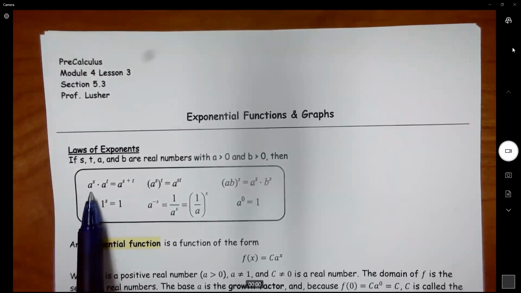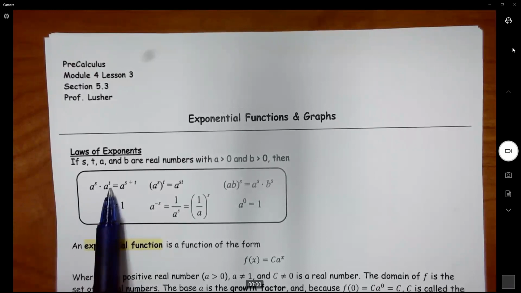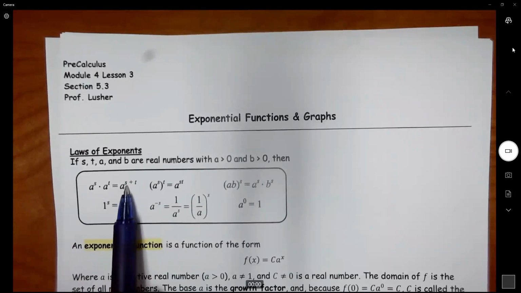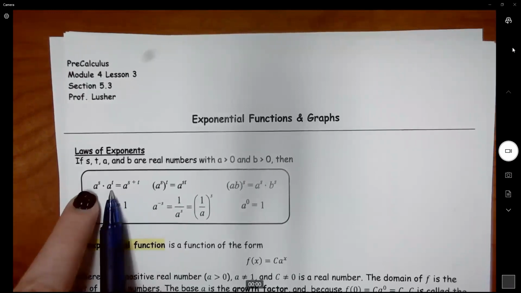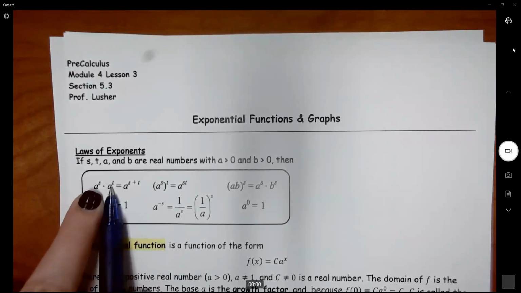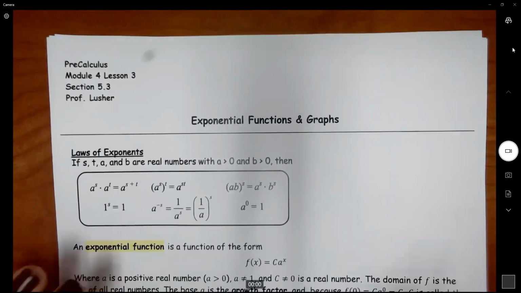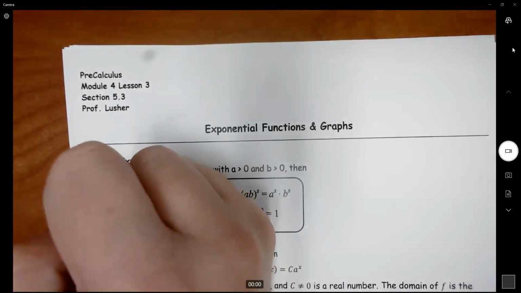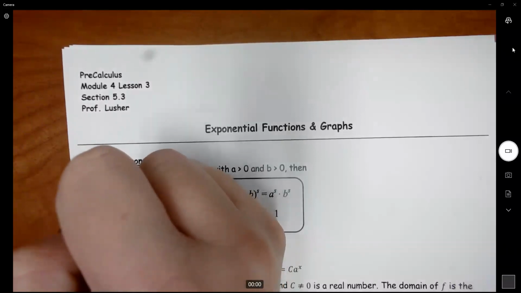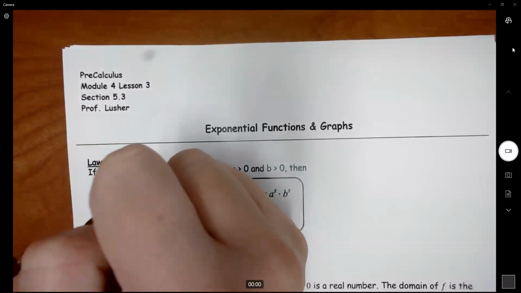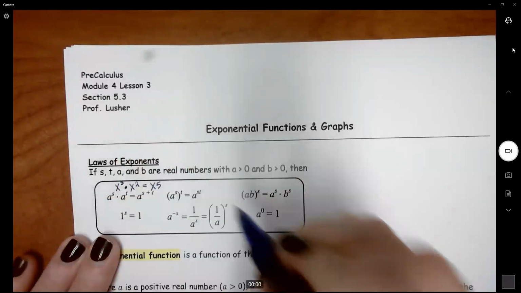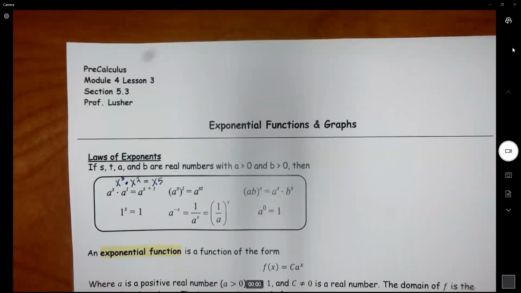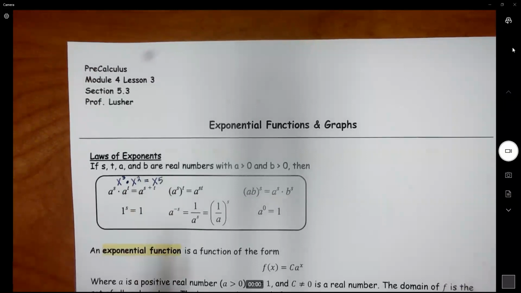So here, if you have a to the s times a to the t, then that equals a to the s plus t. So if the bases are the same, that a, then you take those exponents and you add them. So for example, if you have x cubed times x squared, that would be x to the 5th. So that's supposed to be an exponent, so it's x to the 5th power.